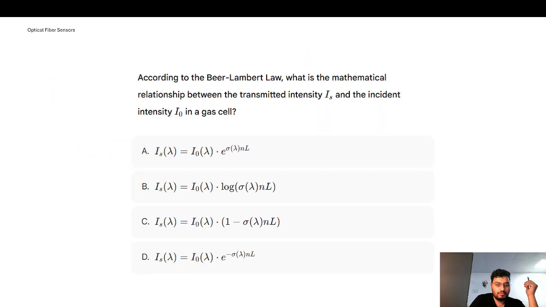Okay, moving towards the next question, which we have discussed in the discussion slide also. According to the Beer-Lambert law, what is the mathematical relationship between the transmitted intensity I and the incident intensity I naught in a gas cell? Let me know which one is the correct one. The intensities are mentioned here, and there is a relation between them.